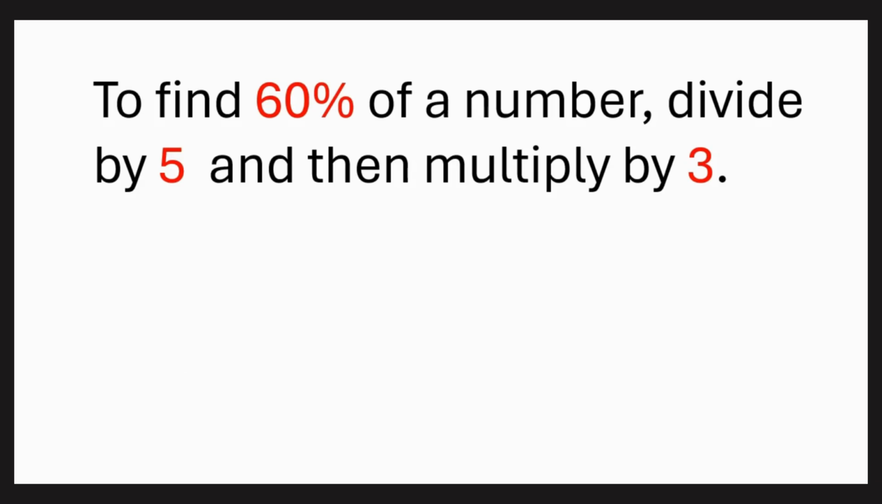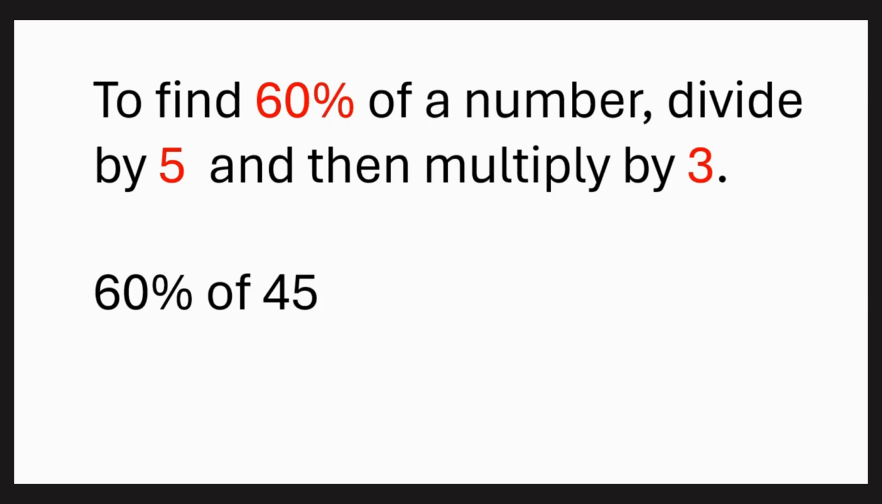Next, to find 60% of a number, you divide by 5 and then multiply by 3. Why? Now, you know that when we're talking about 20%, we said 20% is 1/5, and 20 times 3 gives you 60, right? So you can just say 20% first, and then whatever you get, you multiply by 3, because 20 times 3 gives you 60.